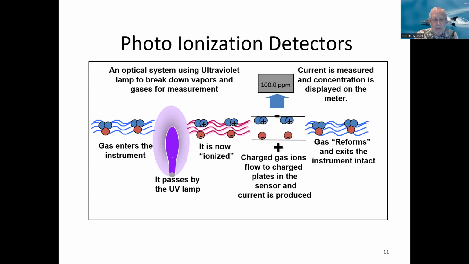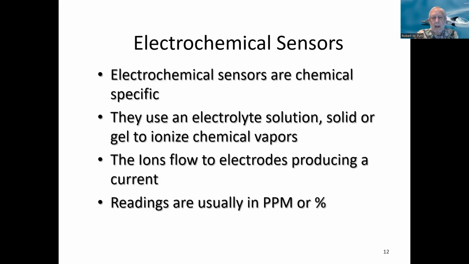So the gas enters the instrument, and an optical system uses an ultraviolet lamp to break down the vapors and gases for measurement. It passes by the UV lamp. It's now ionized. So charged gas ions flow to charged plates in the sensor, and current is produced, and then the current's measured, and the concentration is displayed on the meter. And then these gas ions get put back in, it reforms and exits the instrument intact. Pretty slick.